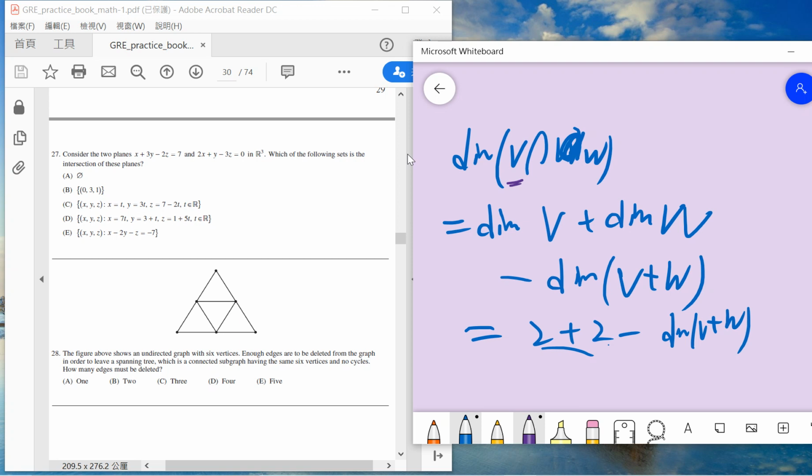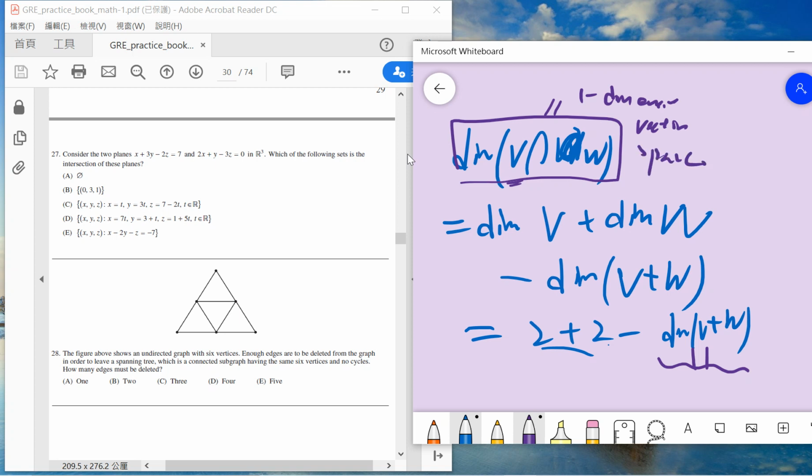So basically, you can see that these two planes are not parallel to each other. So dimension V plus W must be the whole space. So you know that their intersection must be a one-dimensional object, a one-dimensional vector space. So the answer, the only one-dimensional objects, are C and D. It's C and D.